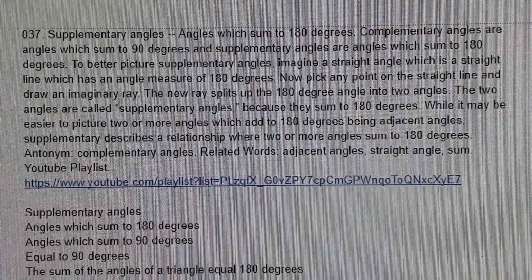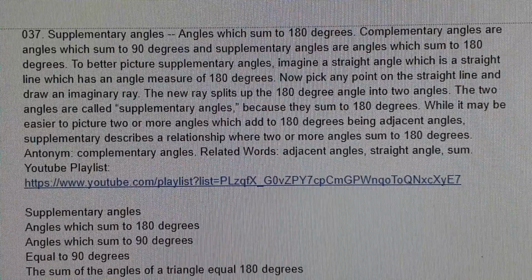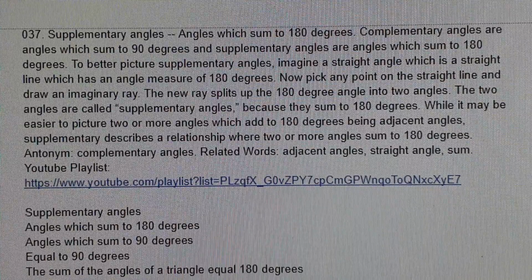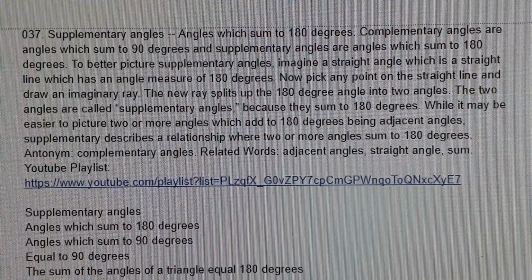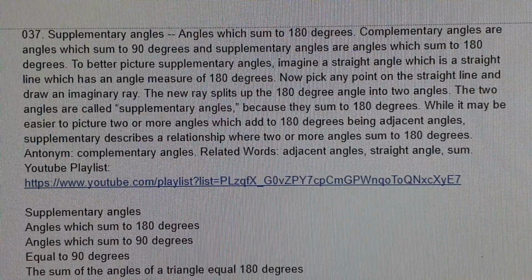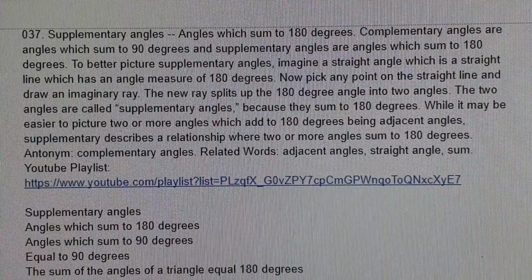While it may be easier to picture two or more angles which add up to 180 degrees being adjacent angles, supplementary describes a relationship where two or more angles sum to 180 degrees.